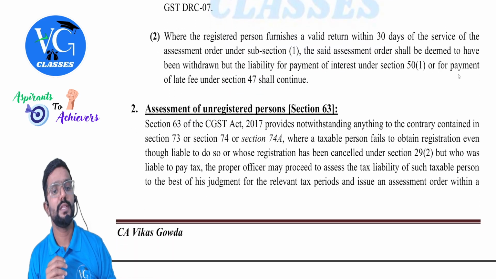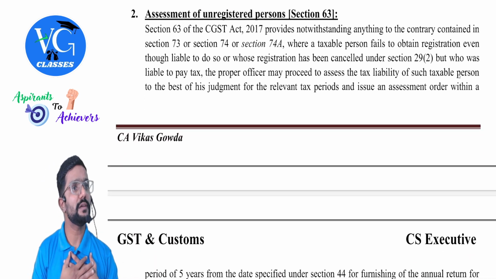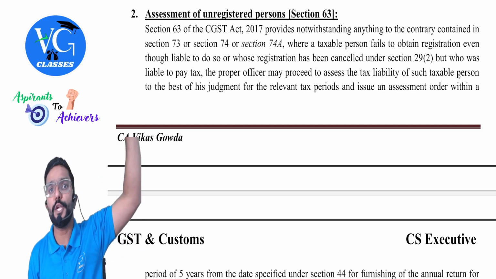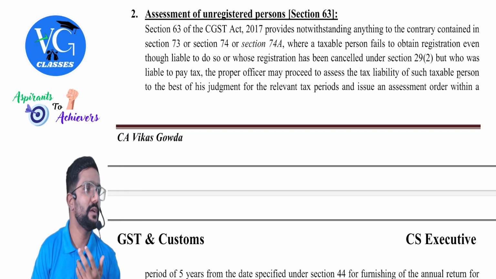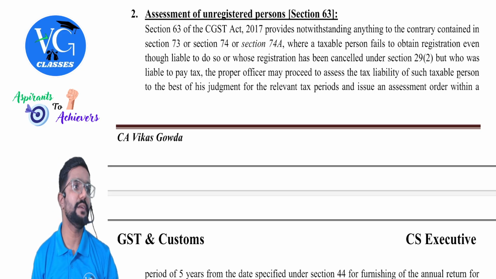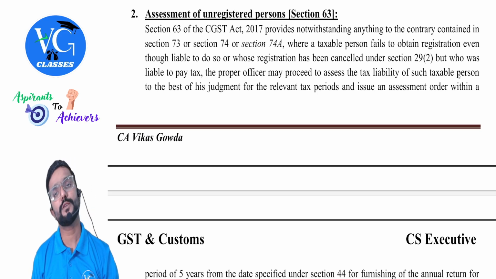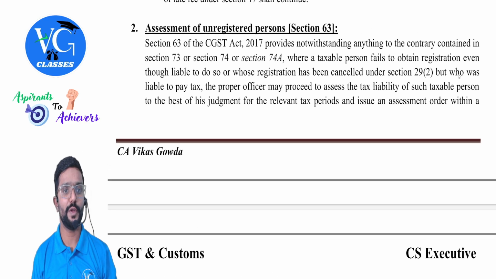Or else, the next one is, sir, I was liable to get registered. I am covered in either section 22 or 24, where I was supposed to take registration, but I have not applied at all. Does it mean that I can escape from tax liability? No. In that case also, can the proper officer pass a best judgment assessment order? Yes, guys. That is what we are going to learn now.